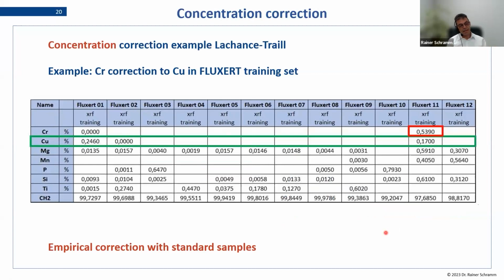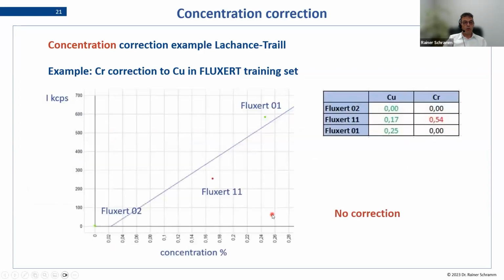And in this set, I have 3 samples where the kappa value is known. So one has 0, one has 0.246, and one has 0.17% of kappa. But in one of these samples there is also chromium, in the other not. If I now do a calibration with these 3 samples, you see that they do not fit on a line.